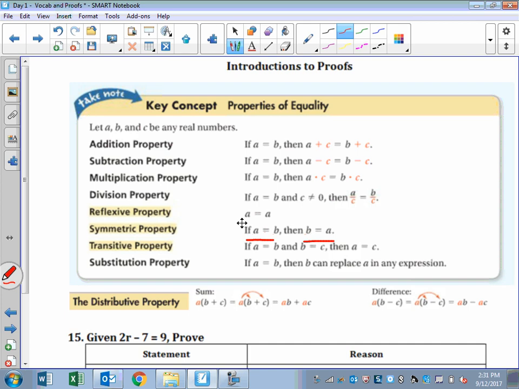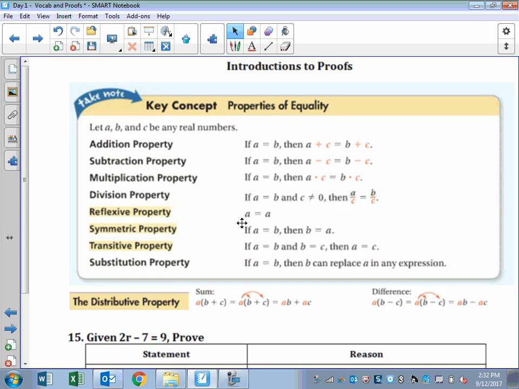The transitive property is next. That says if A is equal to B and B is equal to C, then A is equal to C. So A is equal to B, B equal to C, then A is equal to C. Next, we have the substitution property, which is when, like in sports, you put something in place of something else. So you substitute it in. That'll make more sense when we do an actual example.